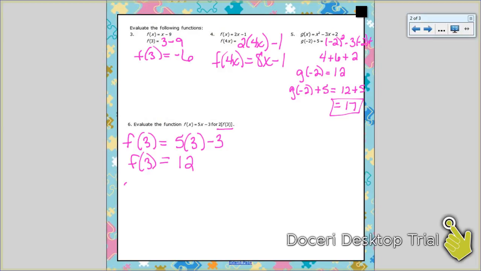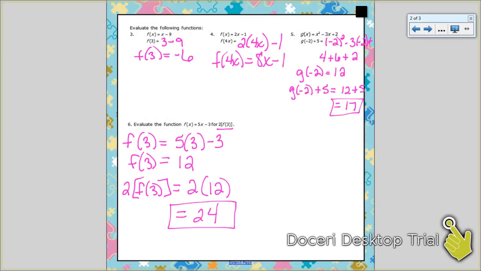And if I want to do 2 times f of 3, then I take that value and multiply it by 2. So I do 2 times 12, which is 24. So that's the solution to that one. You just plug in what it asks and then do the operations. That's it. So now let's go back to number 2, that graph you had over in the first page.